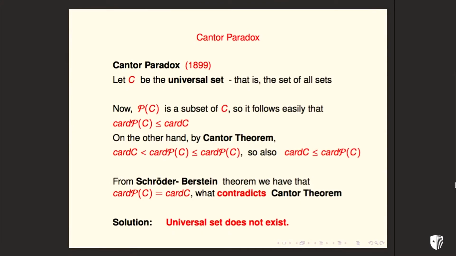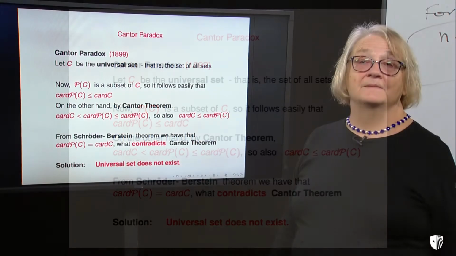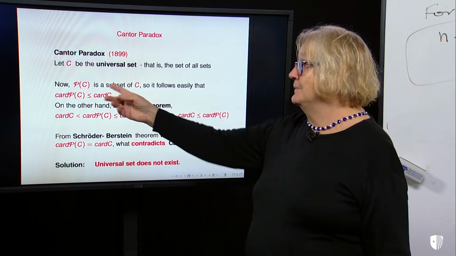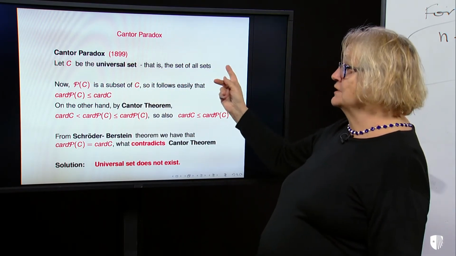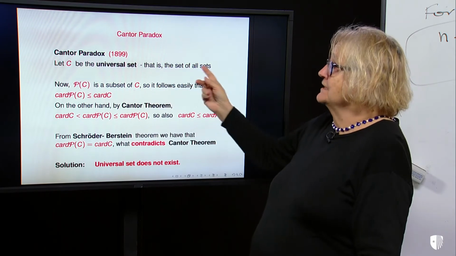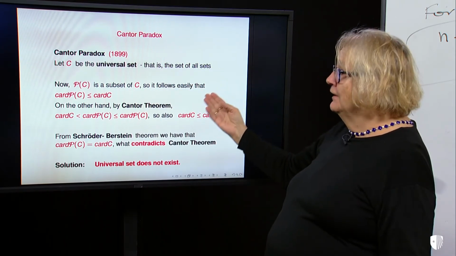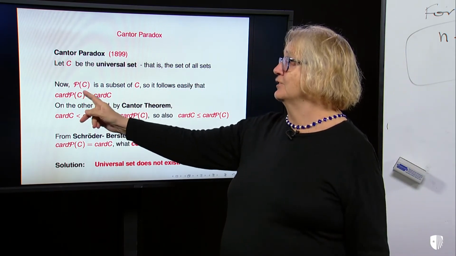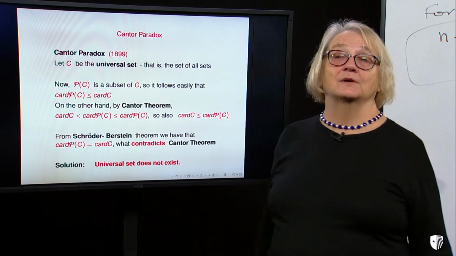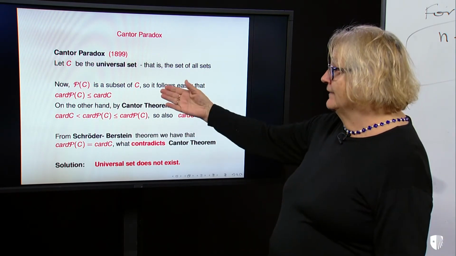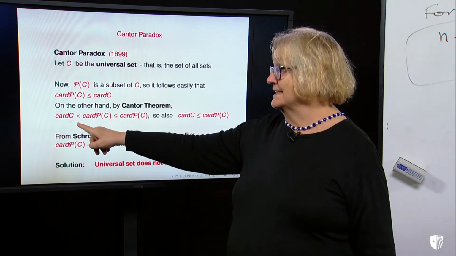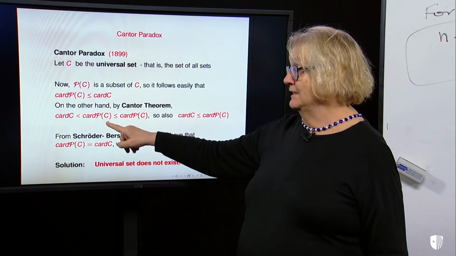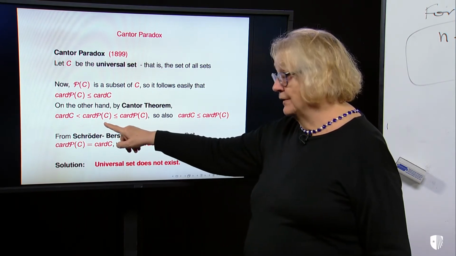Let C be the universal set, that is, the set of all sets. Let P(C), the set of all subsets of the set of all sets, be a subset of the set of all sets. So the cardinality of the set of all subsets of C is less than or equal to the cardinality of C. On the other hand, by Cantor's theorem, we know that the cardinality of C is less than the cardinality of P(C). That is Cantor's theorem.